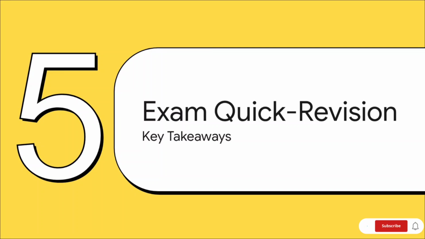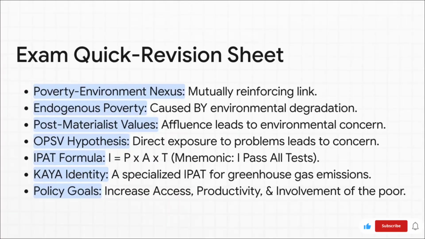All right, deep breath. We have covered a lot of ground. So let's pull everything together into one final, high-impact revision slide. This is where you really want to focus, okay? Let's nail down these key takeaways. This slide right here is basically your entire unit in a nutshell. I'm not kidding. Pause this, take a screenshot, do whatever you need to do for your last-minute prep. It's got every key term, every formula, and every big idea we've talked about, from the poverty environment nexus to the IPAT mnemonic. It is all right here for you.